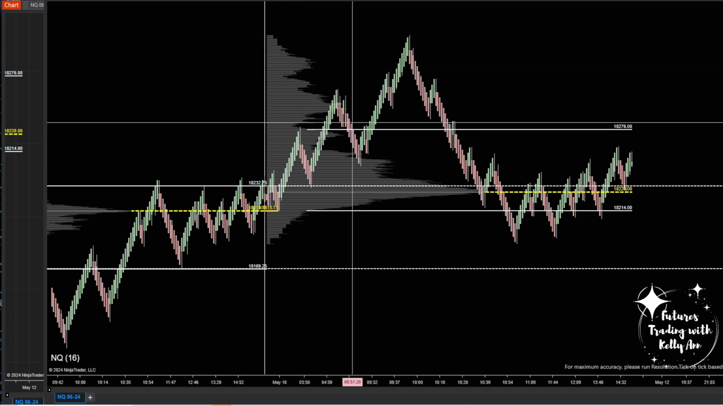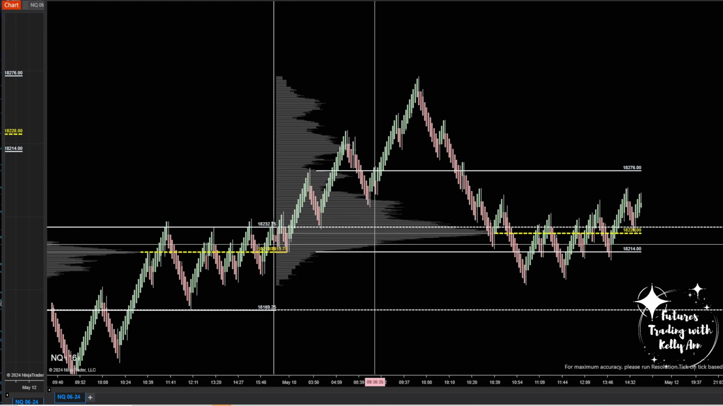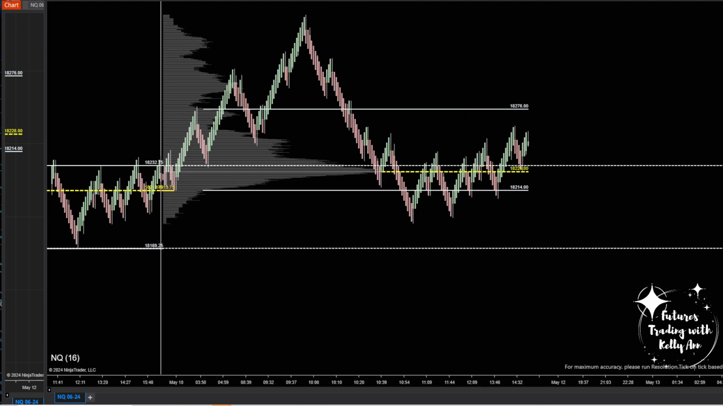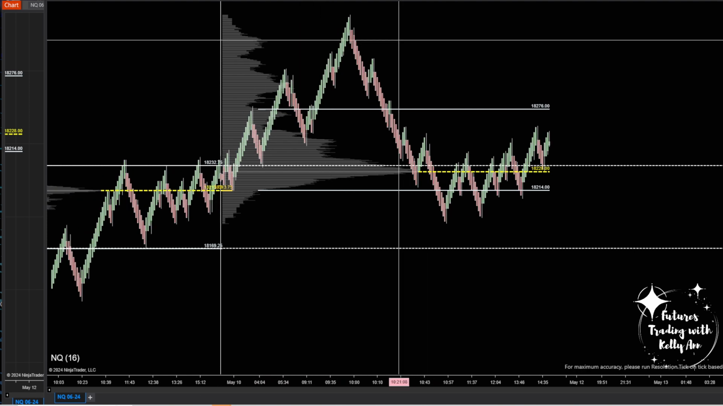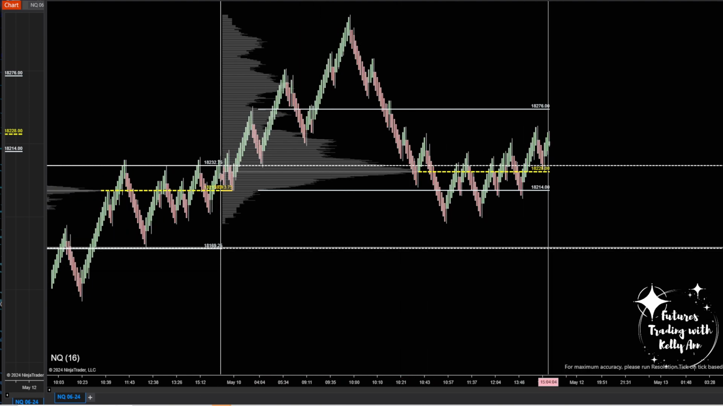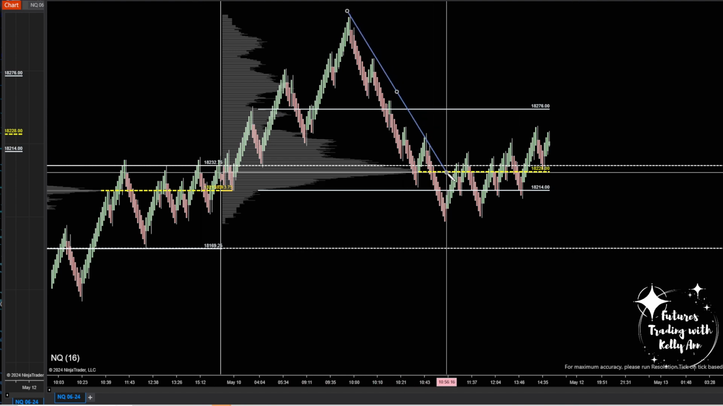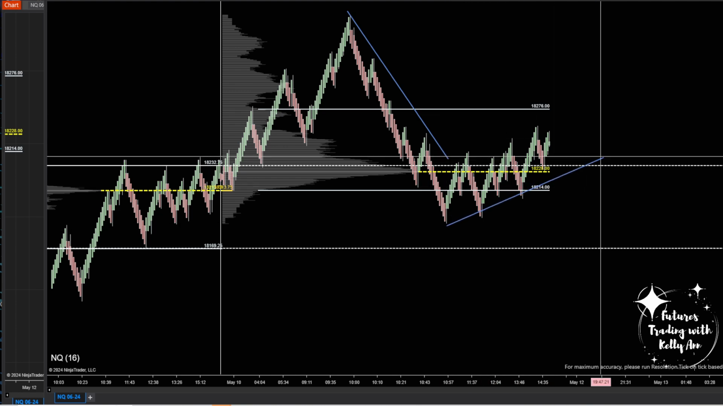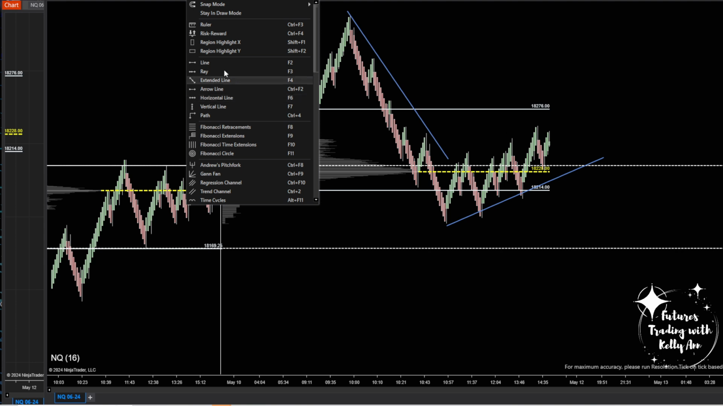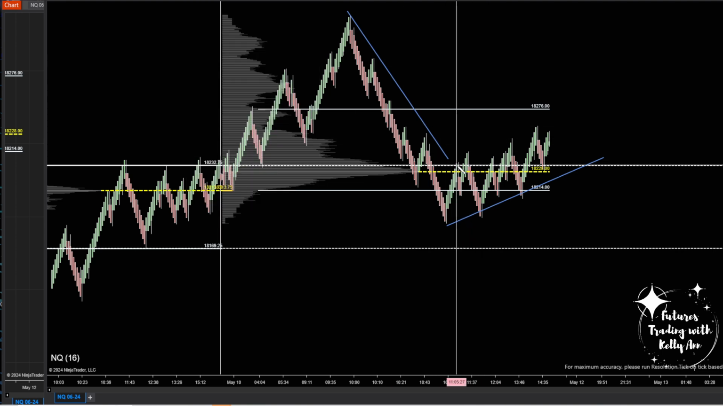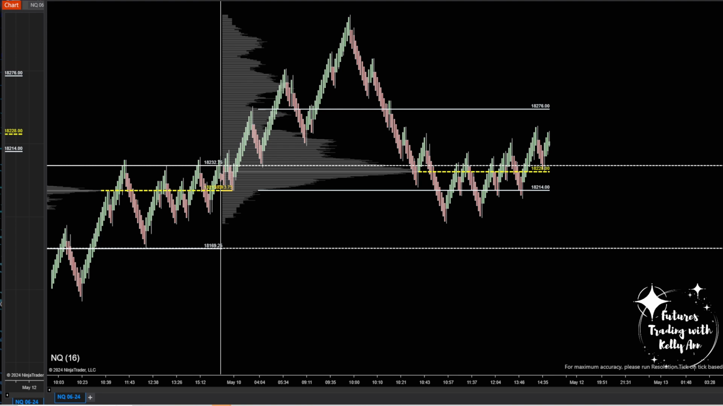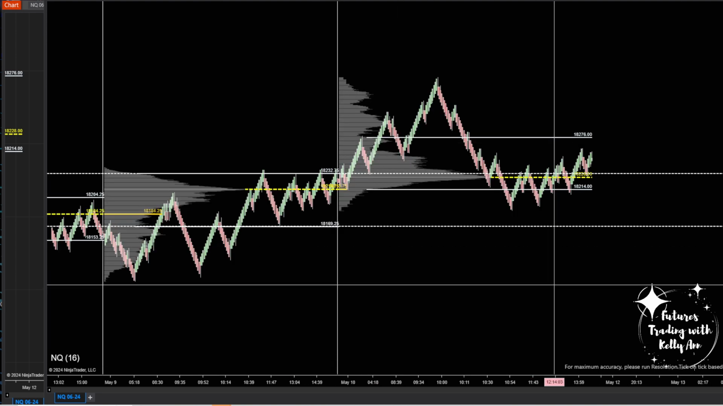So you see we have kind of a D-shaped profile here, but it's more condensed at the bottom. Well, what does that tell us? And this is today. That tells us that we're probably going to break out to the downside. And I also see a flag. So that's another clue. Okay, and then another way you can use volume profile is to draw your support and resistance levels.